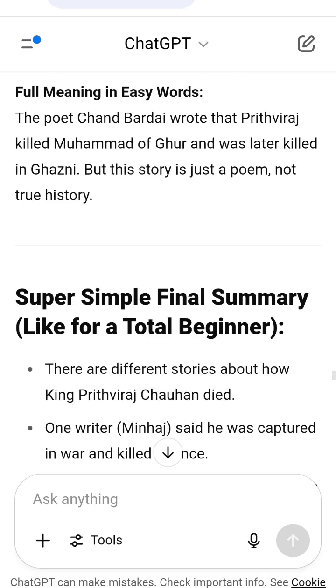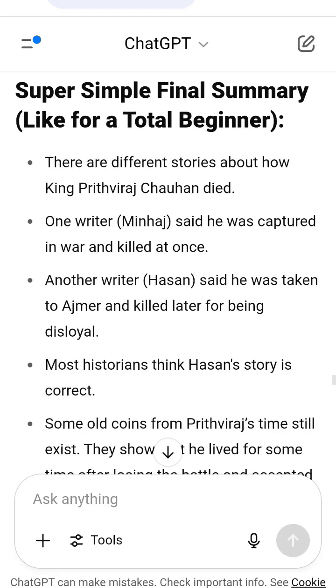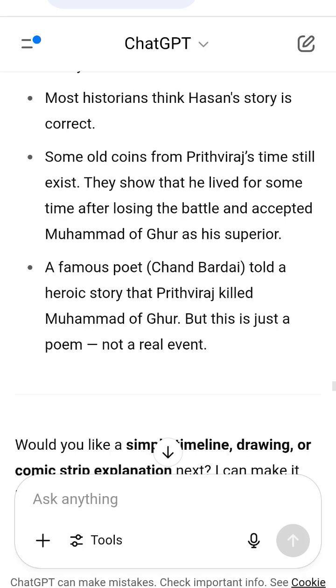This story is very dramatic, but it is not supported by any historical records. It is more like a heroic fantasy than fact, like an ancient action movie. Historians do not accept this version, but it is popular in folktales and TV dramas.